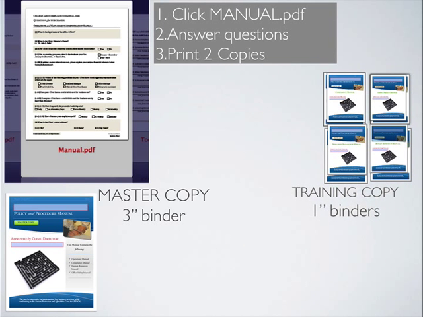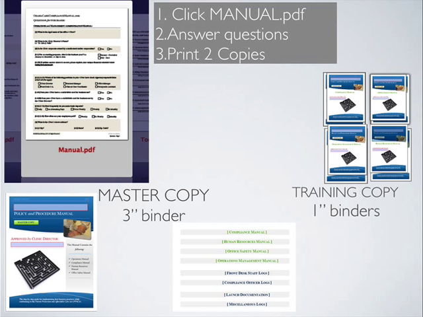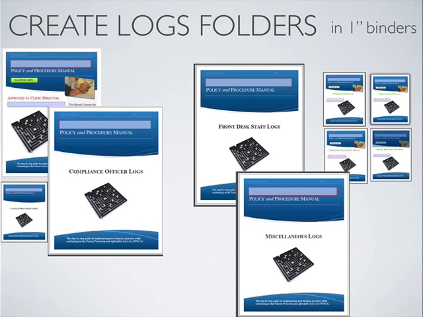So you have 2 copies. The master copy stays with the compliance manager. The training copy is what everybody else in the office reads. When you're setting up the manuals, the labels for the spines are also at the end of this document. Again, you may want to print this out in color. Additionally, you want to create folders for the logs in the other 1-inch binders. One for the compliance officer, one for front desk, and the other for miscellaneous logs that you'll be keeping to maintain compliance.